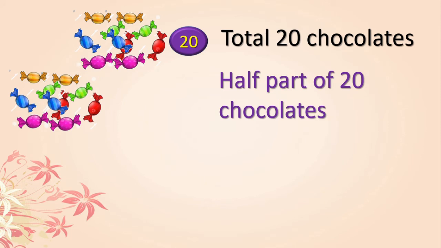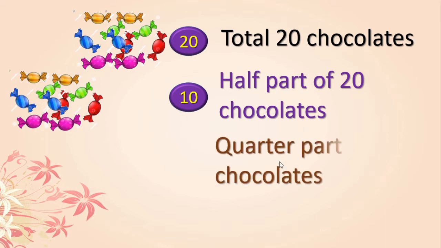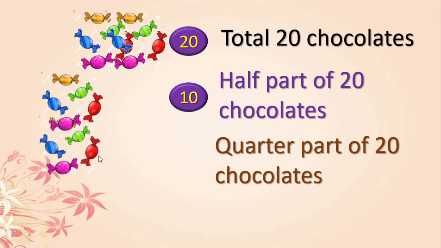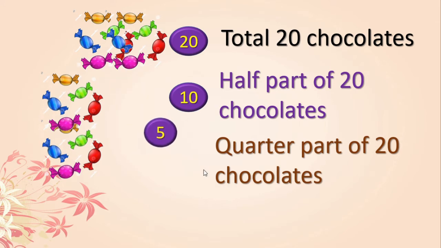Correct? Yes. I will bring these 10 down. Correct? This is 10 chocolates, because that is half of 20. Now, one more thing, what is the quarter part of 20 chocolates? Yes, half of half. We will bring 5 down, isn't it? 5 chocolates are nothing but the quarter part of 20 chocolates.